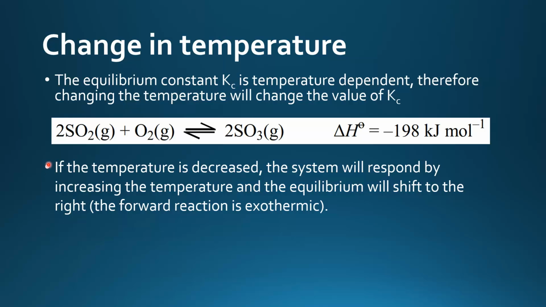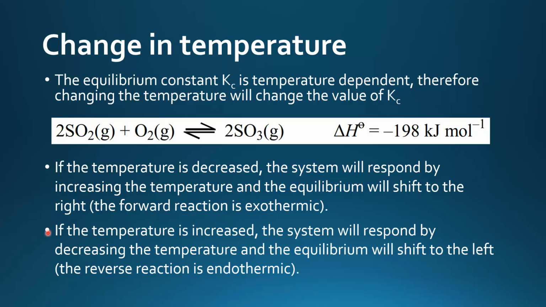So if the temperature is decreased, the system will respond by increasing the temperature, and the equilibrium will shift to the right. And that's because the forward reaction is exothermic, it releases heat. If the temperature is increased, the system will respond by decreasing the temperature, and the equilibrium will shift to the left. That's because the reverse reaction is endothermic, which absorbs heat.